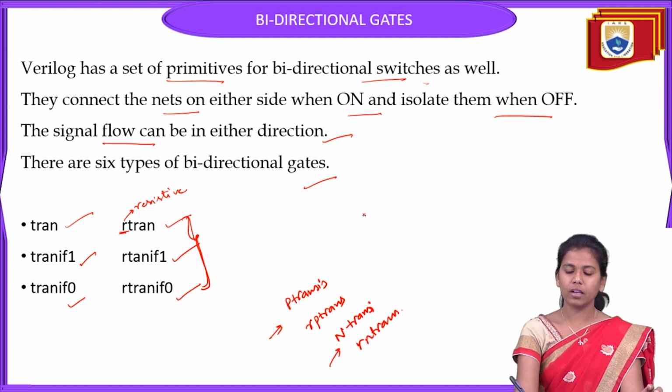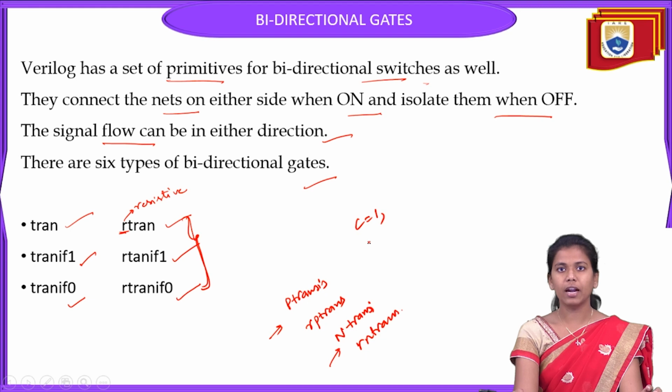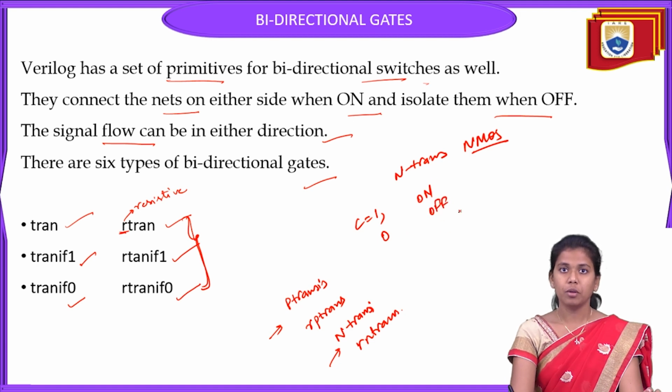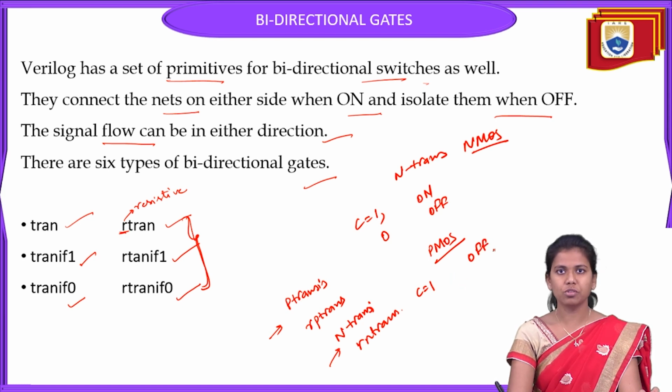That means when the control signal is 1, with respect to the N transistor, NMOS, the switch goes on. If the control signal is 0, then the switch goes off. Whereas with PMOS, the P transistor, when the control signal is 1, the switch goes off. And when the control signal is 0, the switch goes on.